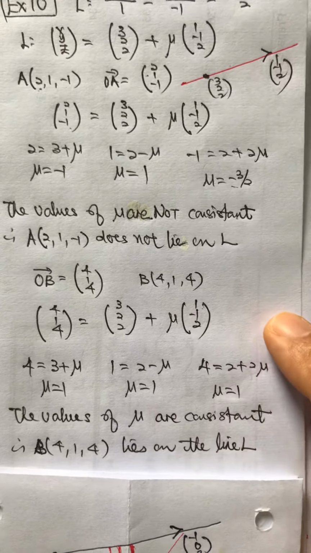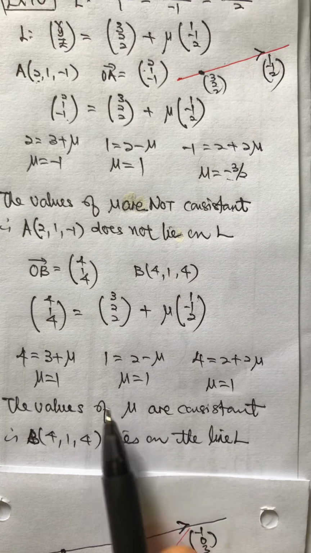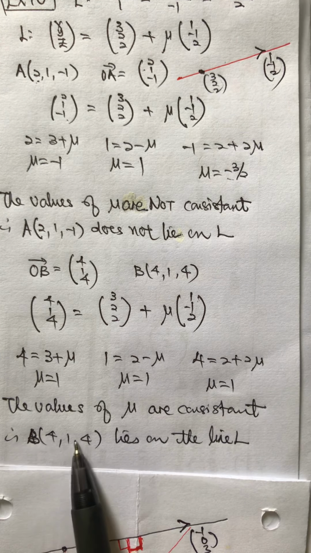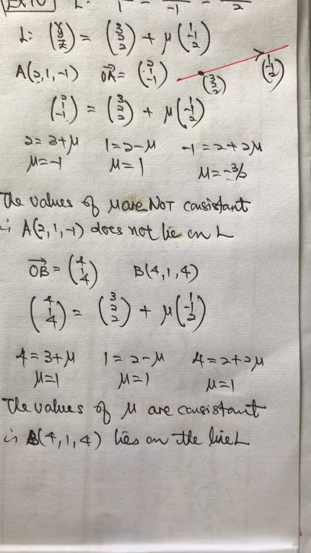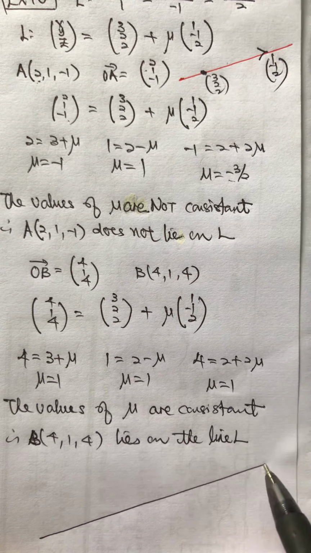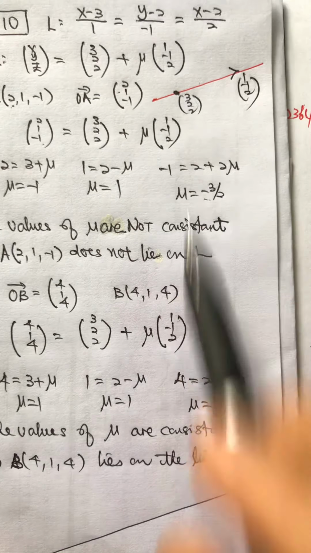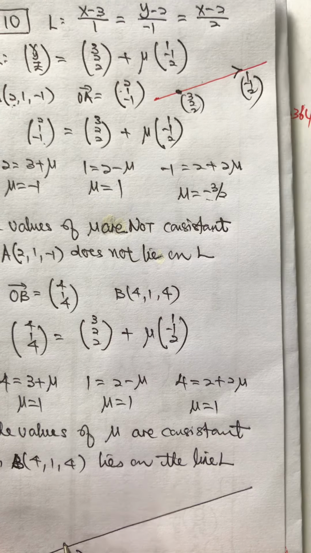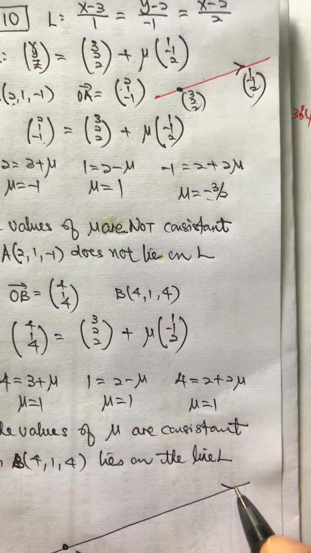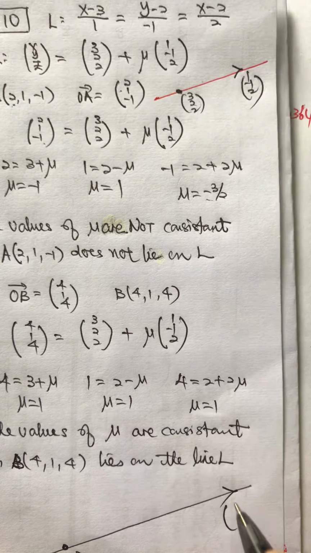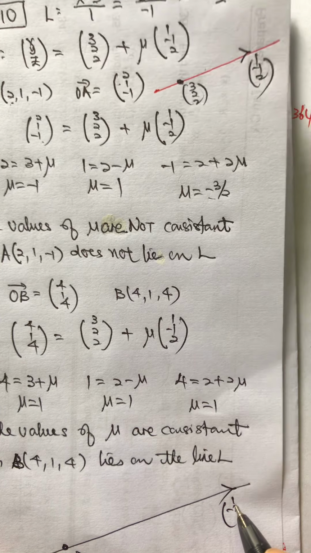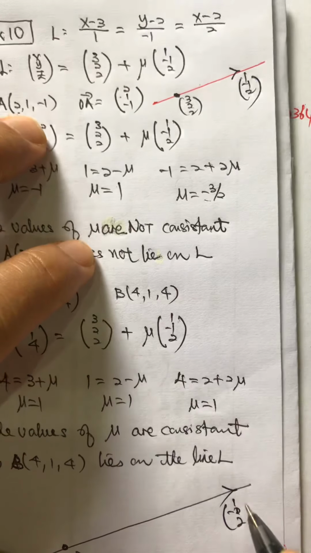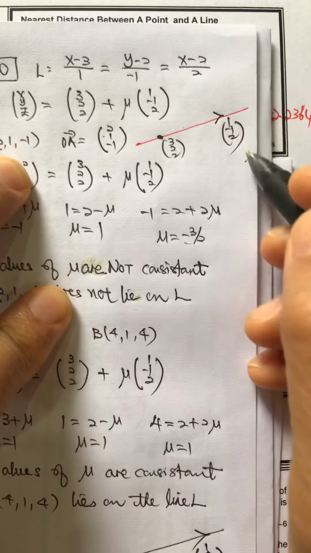Here I get the value of mu consistent. That means it's 1. So B is 4, 1, 4. That means it lies on the line. Meaning like that, just now I said the line is like this. We have one point here, the point is 3, 2, 2. This is the starting point, and then you walk in this direction, 1, negative 1 and 2.